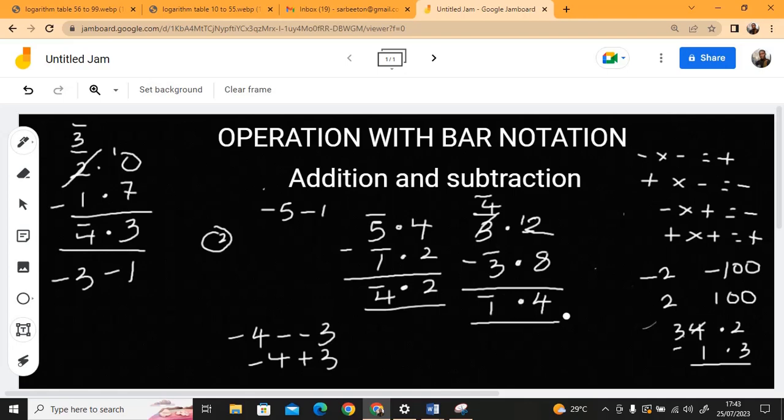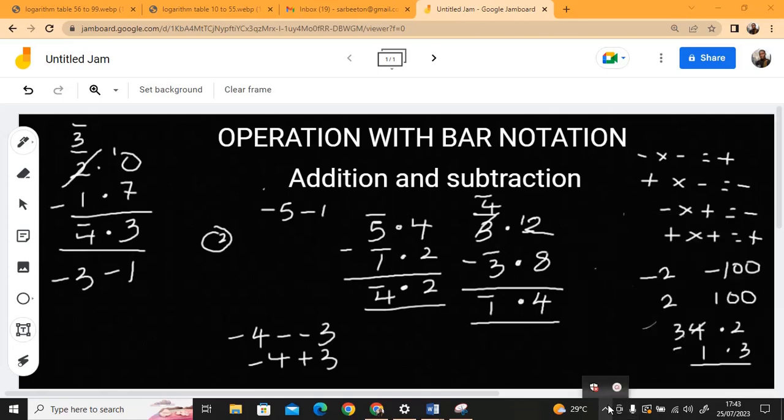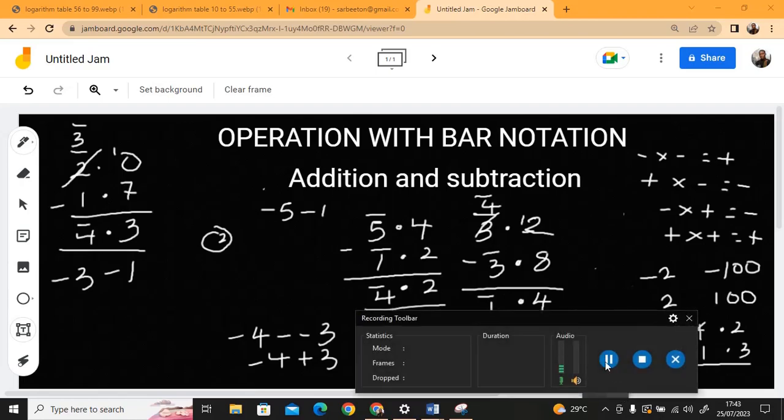So we move on to the next one, which should be what? Addition and multiplication of operation with bar notation. So that is what we will move on to.